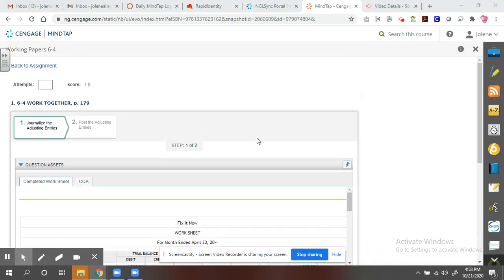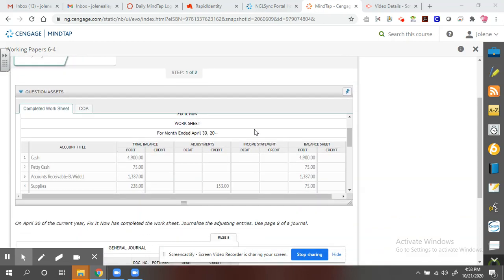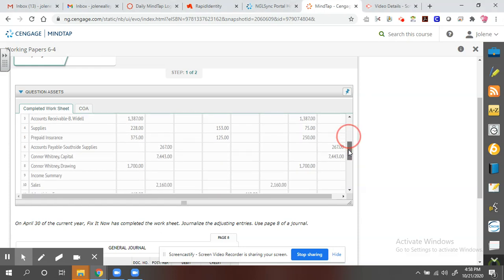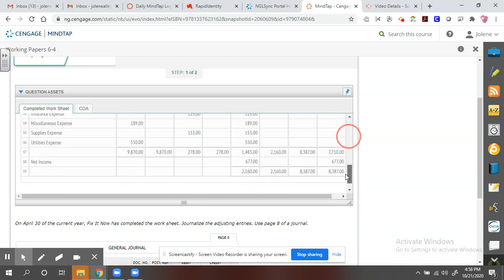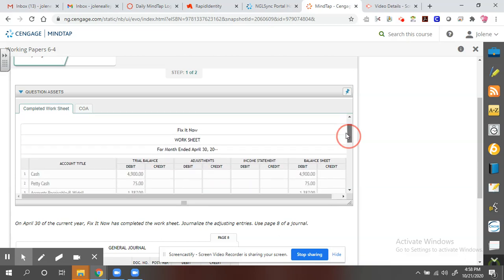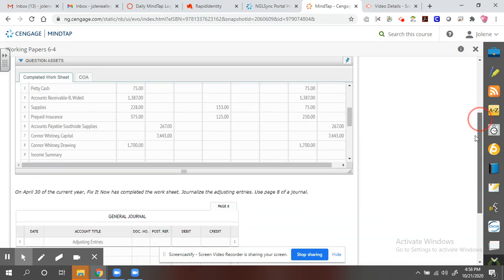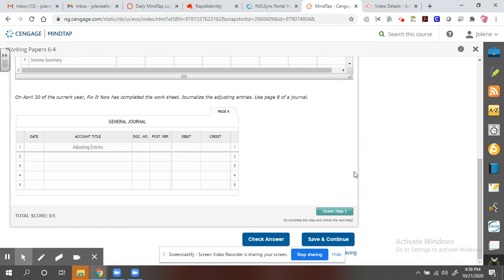We can see our worksheet here, and we can see what we've done. Well, we have to show the difference. We can't just let this ride, that we changed supplies and prepaid insurance. We actually have to show it in the general journal so that we can post it to the ledgers. In the book, I'm on page 176, as the guide, if you would like that.